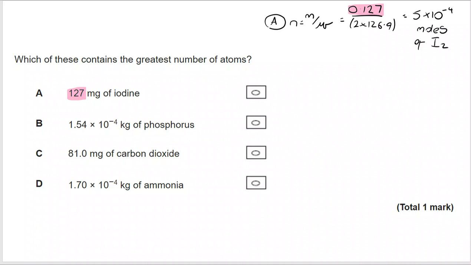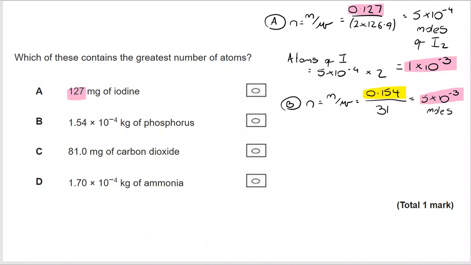But I want to know atoms. So within my diatomic molecules, I've got 2 iodine atoms for every molecule. I multiply that together and it means I've got 1 × 10⁻³ moles of atoms within that sample. When I move on to the next one, I do the same thing again. I've got to do my conversion, which is a little bit fiddly. 1.5 × 10⁻⁴ kilograms, but in grams. So it's 1.5 × 10⁻⁴ multiplied by 1,000, which is 0.15. And phosphorus has an Mr of 31. Now that takes me to 5 × 10⁻³ moles. A higher number, but we've still got more to investigate.